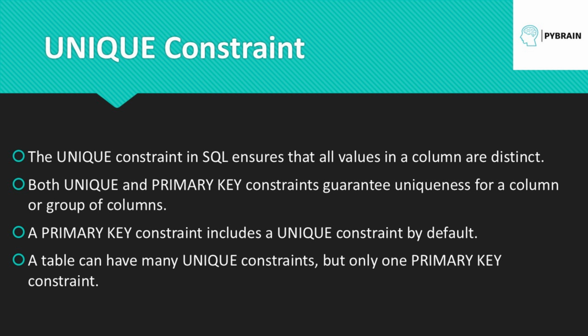Unique is similar to primary key, but with some key differences. Both constraints guarantee uniqueness for columns or groups of columns, but primary key includes unique by default and also automatically makes the column not null. A table can have multiple unique constraints, but only one primary key constraint. Unique constraints are great if you want to ensure no duplicates without making the column the main identifier.